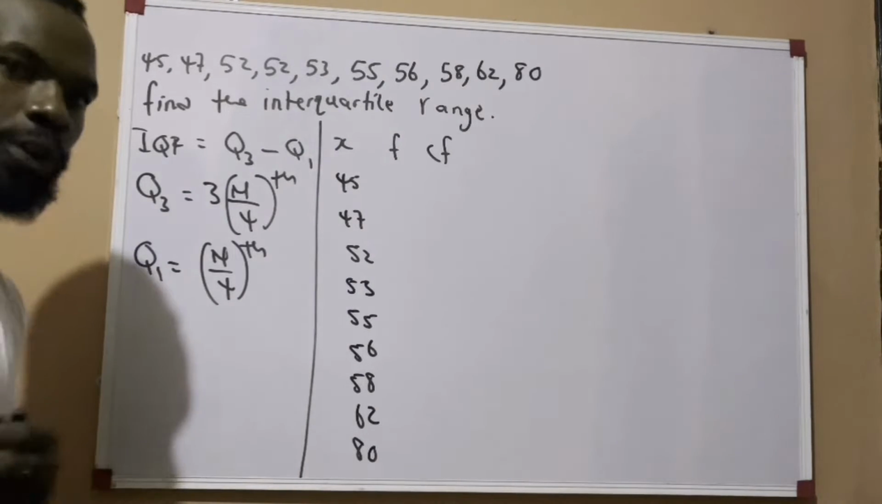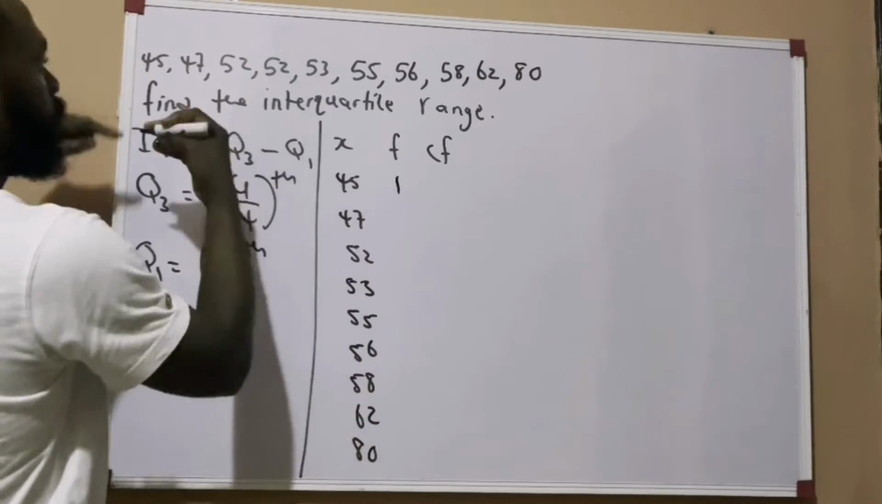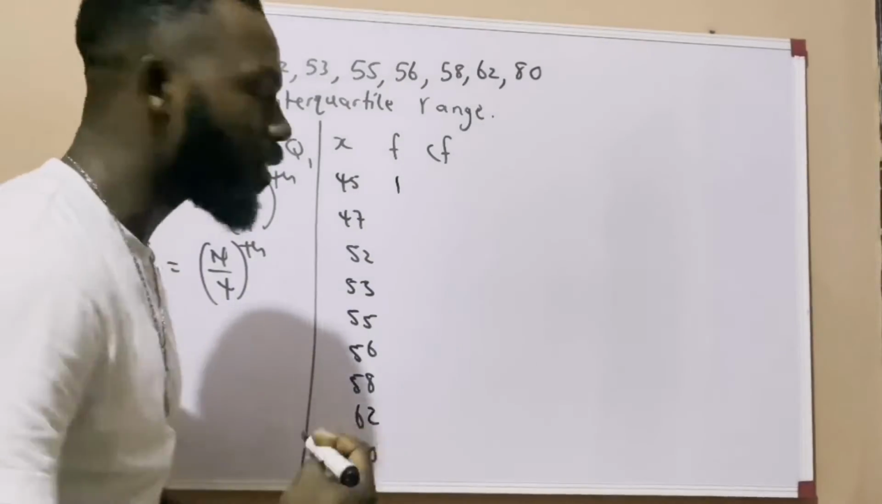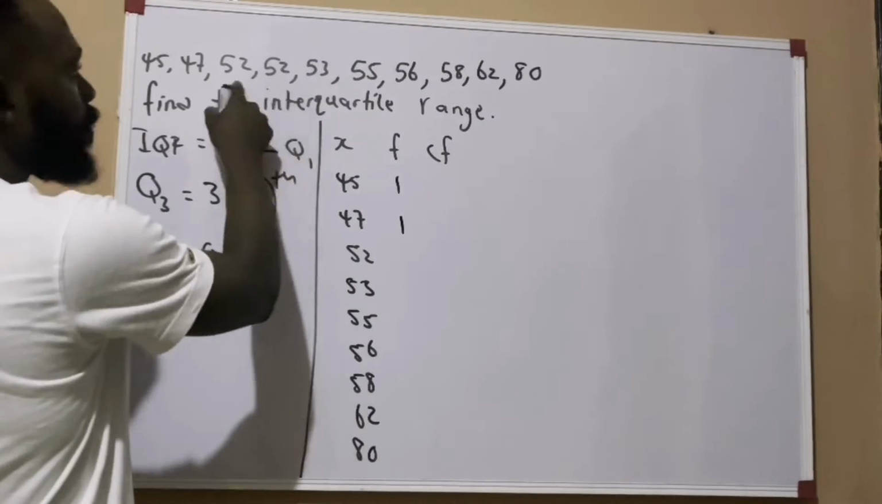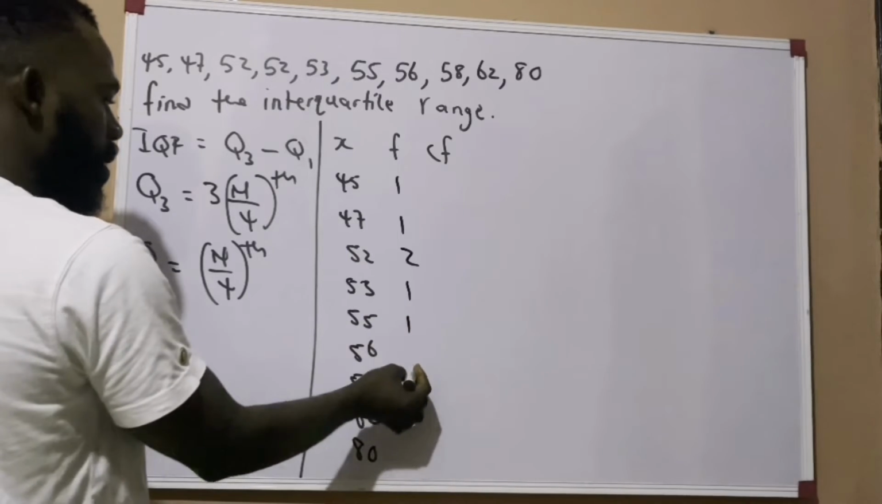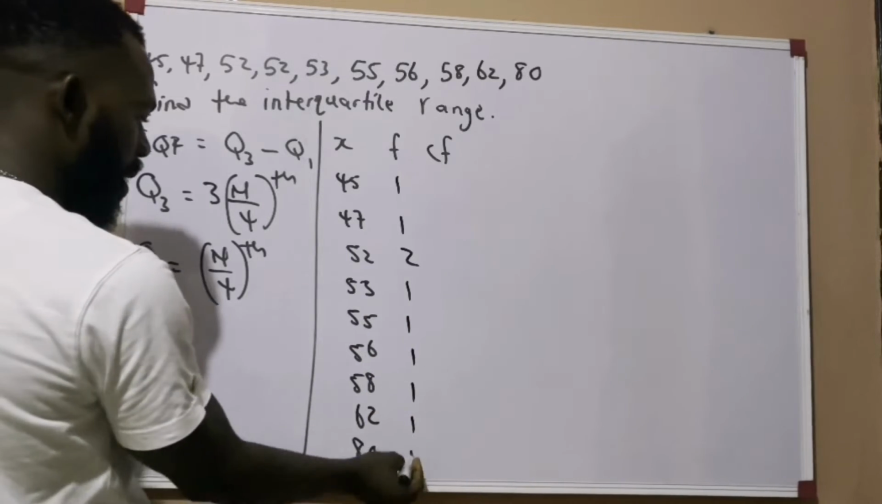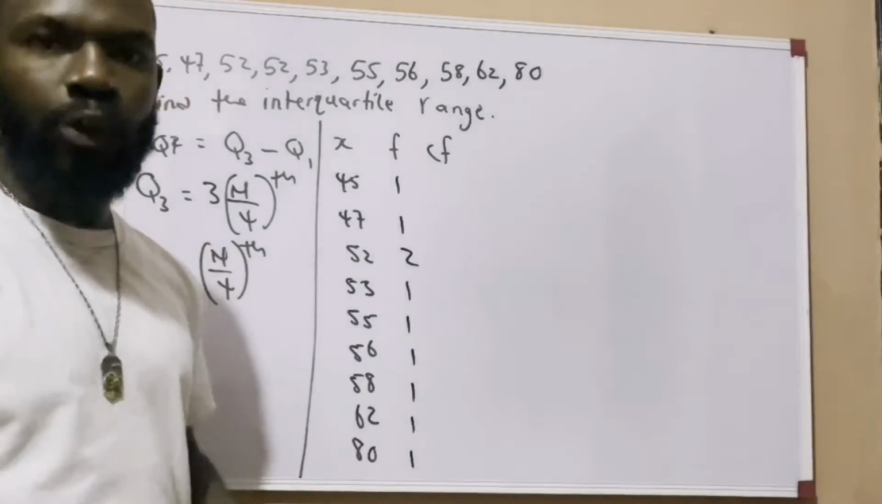Now, let us bring out their frequencies. The frequency of 45 is 1, because we have just one 45 in the set of data as given. 47 also 1, 52 we have 2 of it, and the others are just 1, 1, 1, 1, and 1. Next, how can I get my cumulative frequency column?